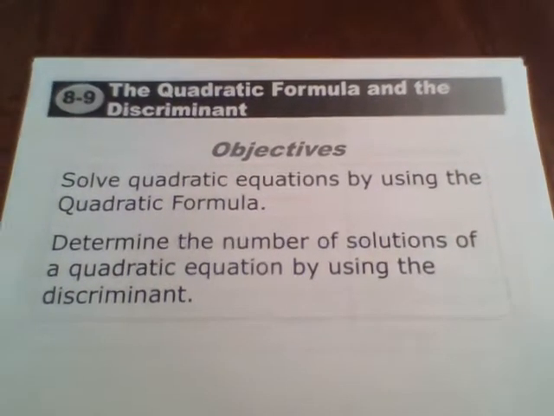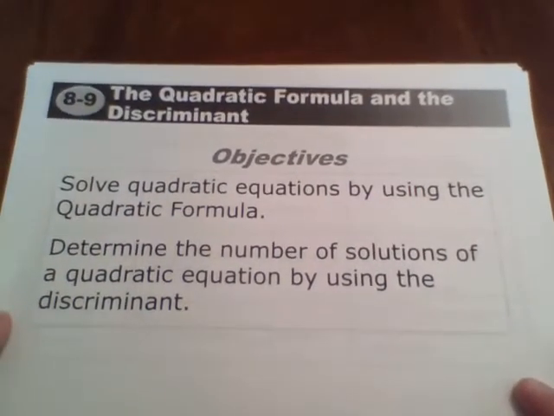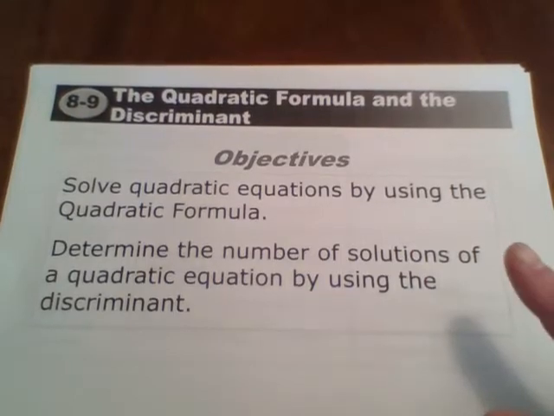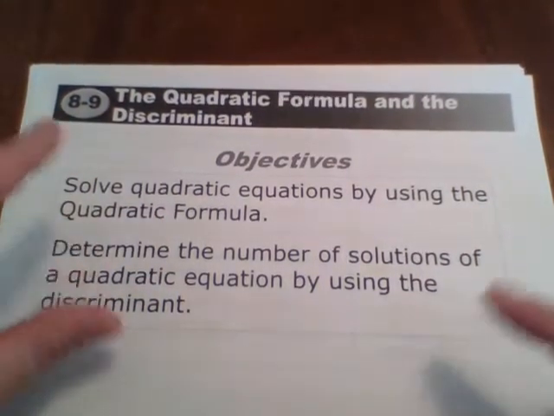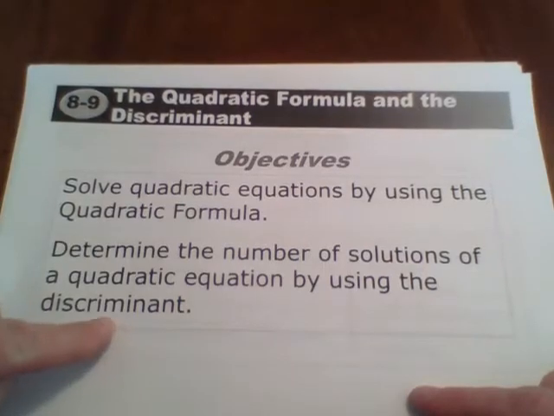All right, so here we are with Chapter 8, Section 9, and we're doing the quadratic formula and the discriminant. We're going to solve quadratic equations by using the quadratic formula now instead of graphing and factoring. And then we're going to determine the number of solutions that a quadratic equation will have by involving this thing called the discriminant. All right.